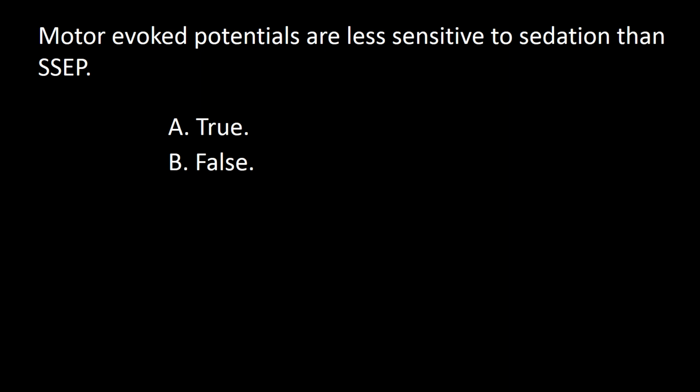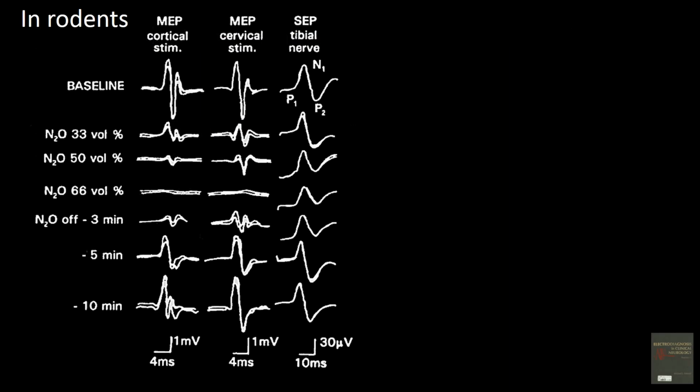Next question. Motor evoked potentials are less sensitive to sedation than somatosensory evoked potentials. A true, B false. The results of motor evoked potentials and somatosensory evoked potentials shown here were recorded in rodents, but apparently the same applies to humans. As you can see, as the concentration of nitrous oxide goes up, the cortical and cervical triggered motor evoked potential's amplitude goes down.